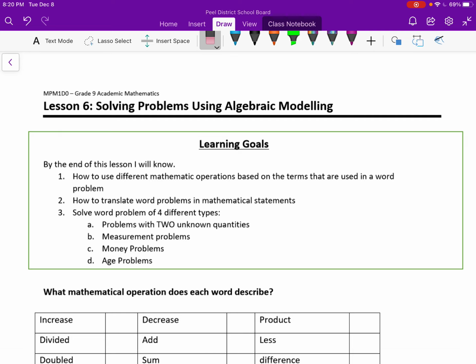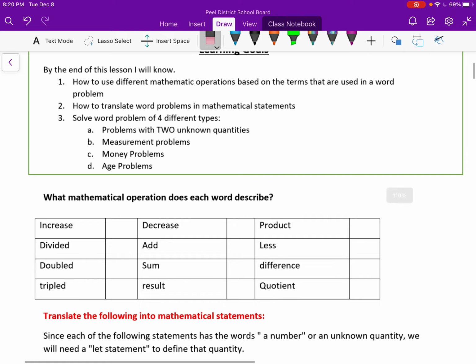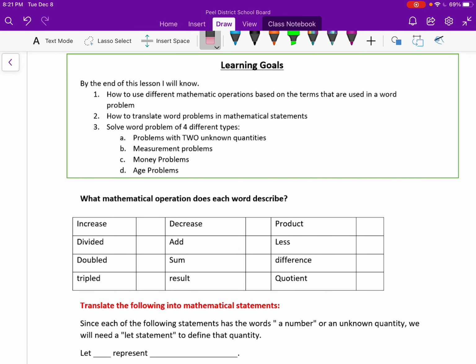We're basically taking everything we've learned and now we're going to apply it to the real world, right? So word problems are really just taking everything that we know, combining that all together, and trying to solve real world math problems. I'm going to do this in two parts. The first one is we're going to learn how to use different mathematical operations based on the terms and the words that are used in word problems, right? So I'm basically going to show you really how to translate English into math, right?